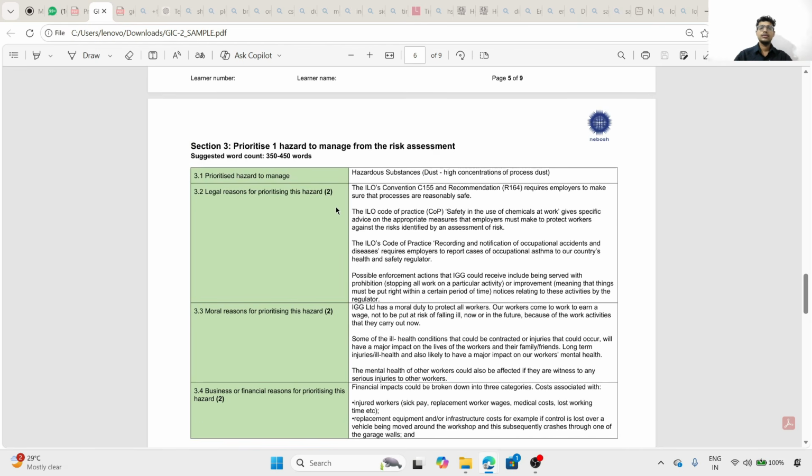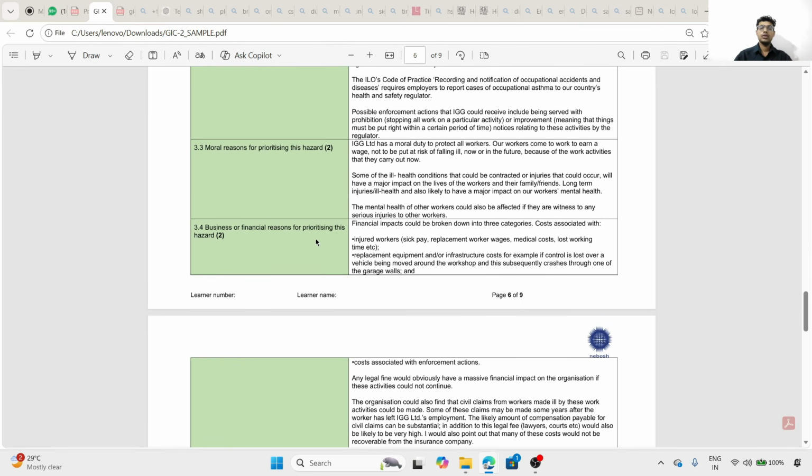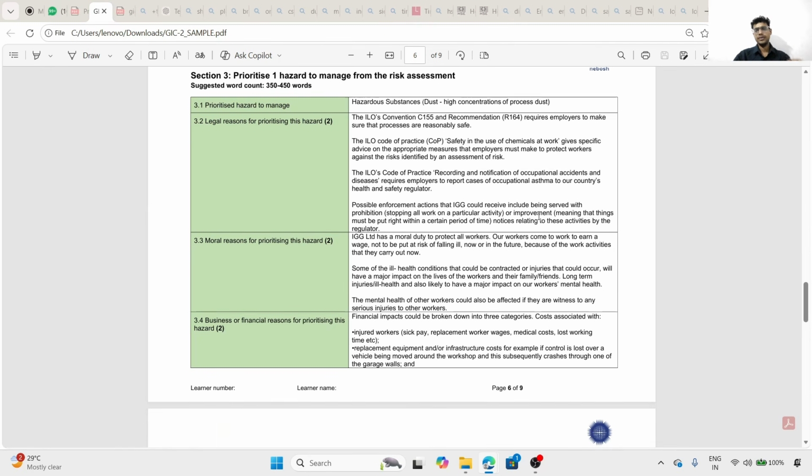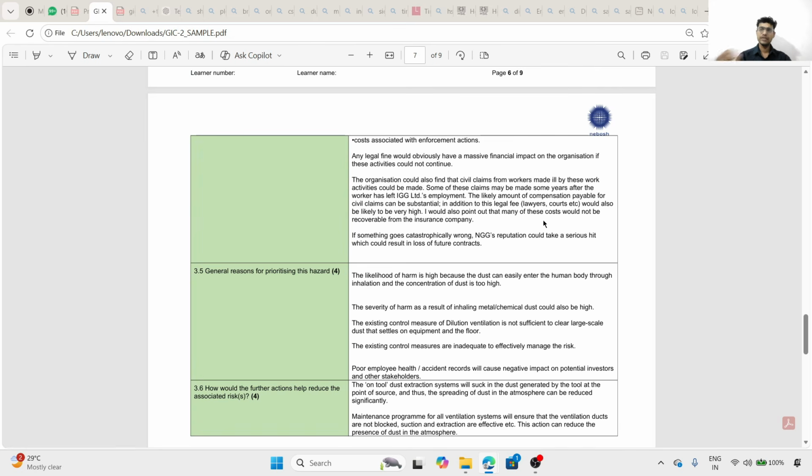So that is the legal, moral, and financial reason we have to mention over there, and we should prioritize only one from all those hazards, the 10 hazards. We should prioritize only one hazard from the risk assessment, and that should be justified very perfectly. We should convince them properly.